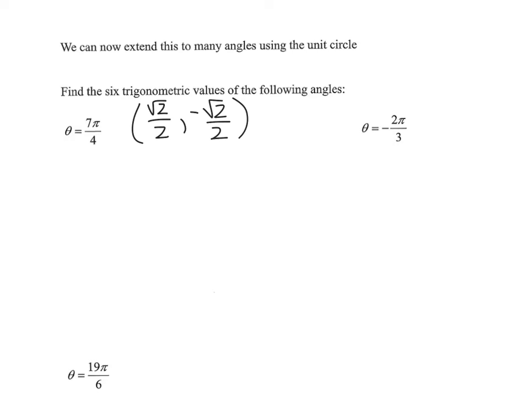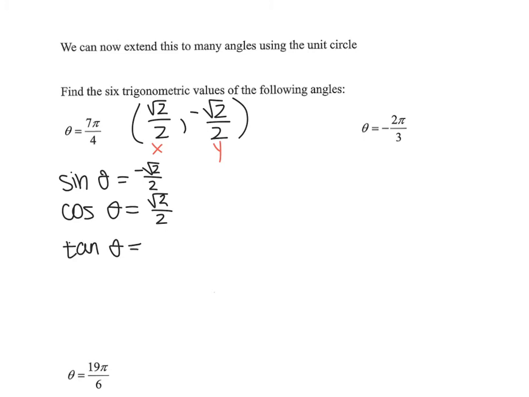First, we label x and y so we can find sine and cosine. Sine of theta is going to be negative square root 2 over 2. Cosine of theta is going to be square root 2 over 2. Now we go to tangent, which is sine divided by cosine, so negative square root 2 over 2 divided by square root 2 over 2. Now we are dividing something by itself, but because we have a negative, when I simplify, the answer is just going to become negative 1.